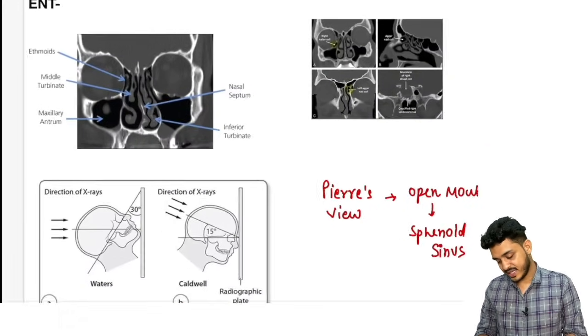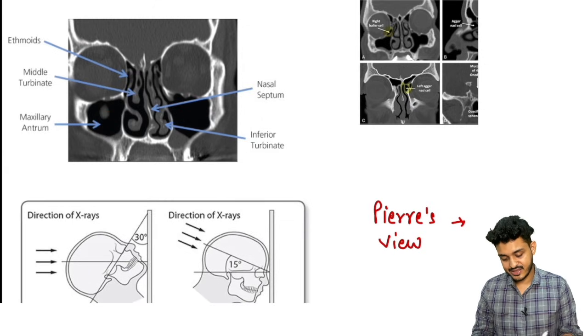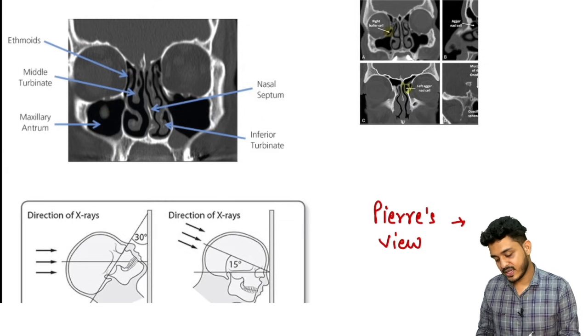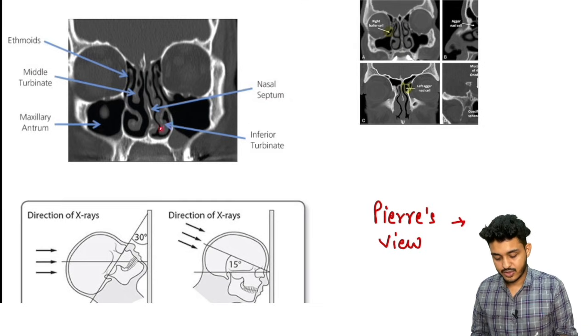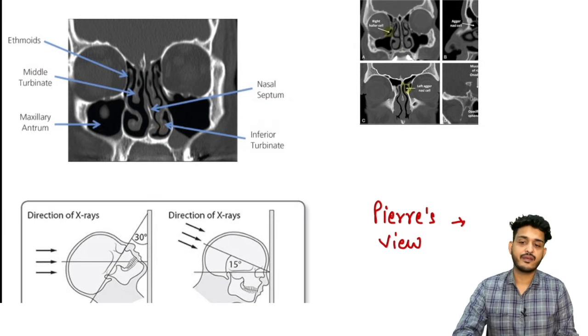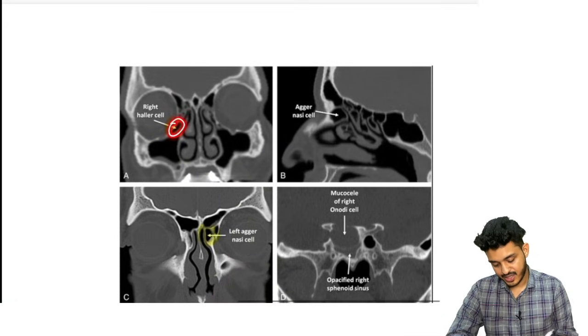Then we have got the CT. Can you appreciate? This is the maxillary sinus that we are having. These are going to be your ethmoids, middle turbinate. We have got maxillary antrum. The small part is going to be nasal septum. This is going to be your inferior turbinate that we are having, right? We have got this, which is going to be right Haller cells.